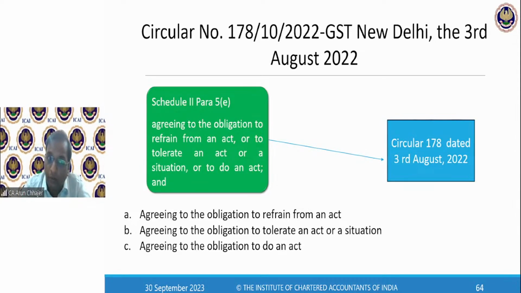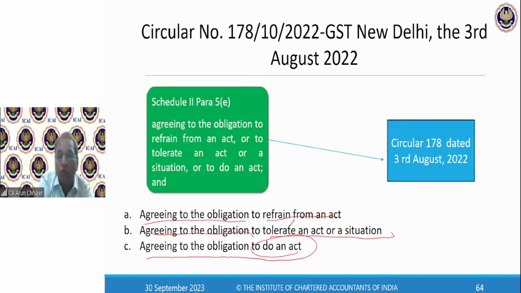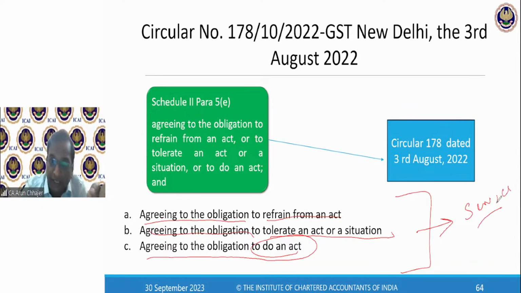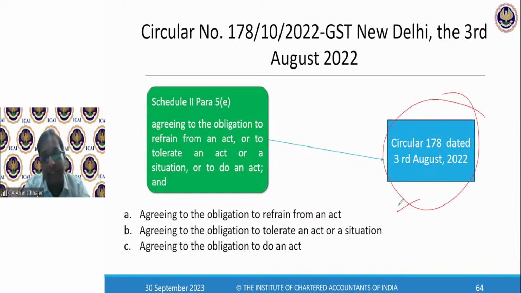Now, they have picked para 5 clause E of schedule 2. In this para, they have clarified each and every term. What is the term? Agreeing to the obligation to refrain from an act, agreeing to the obligation to tolerate an act or situation, or agreeing to the obligation to do an act. It has been given in schedule 2 that it will be treated as supply of service. Now that para has been clarified with circular 178 by taking multiple examples, and I can say that this has become a very important circular because it is a recent change.